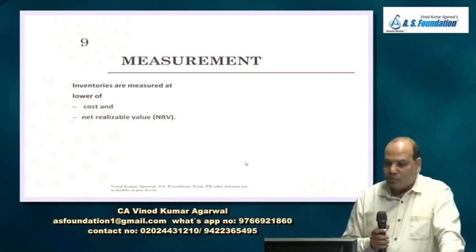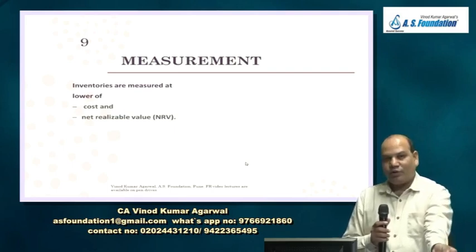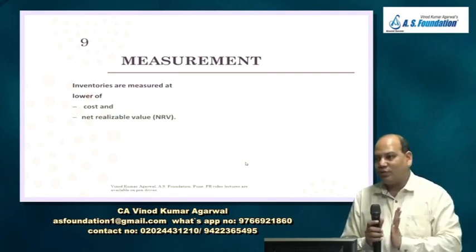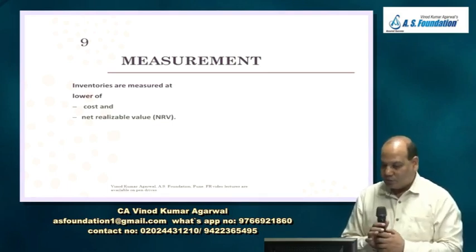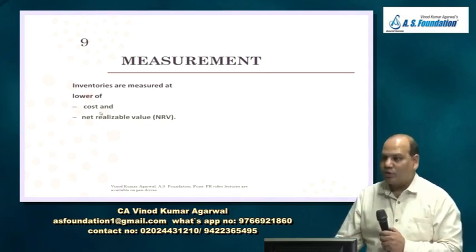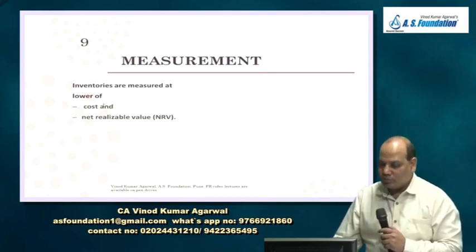Otherwise your statement of financial position is misleading. If an inventory whose value is 9,500, you can't show it at 12,000 rupees. So better you show it at 9,500 rupees only. But if the NRV goes up, you show it at cost. Do not recognize the profit before it is actually sold, because it is meant for sale in the ordinary course of business.